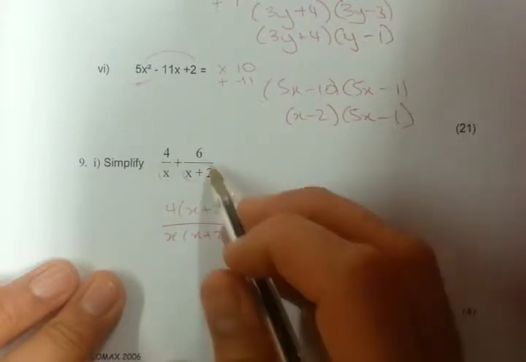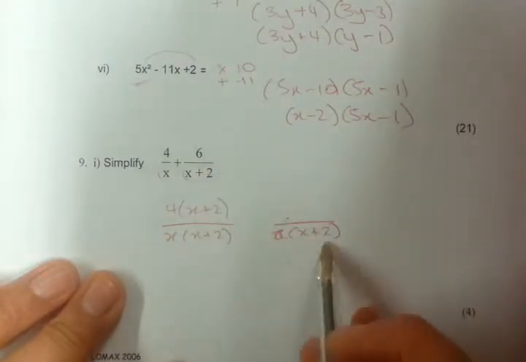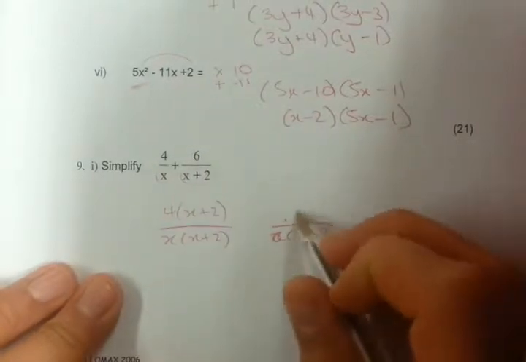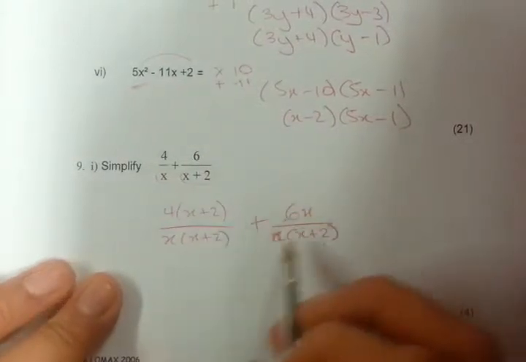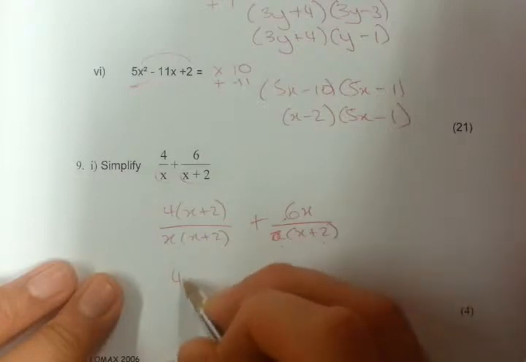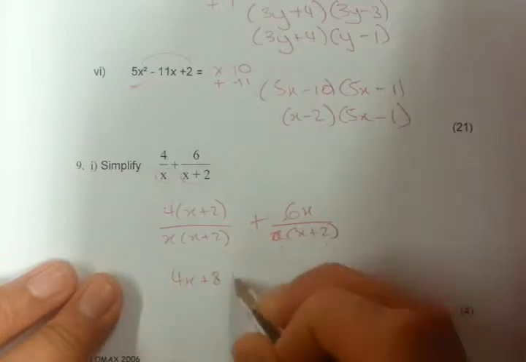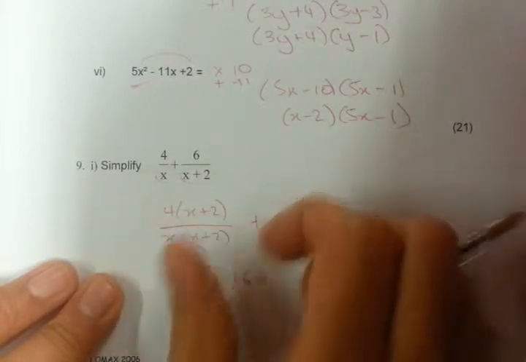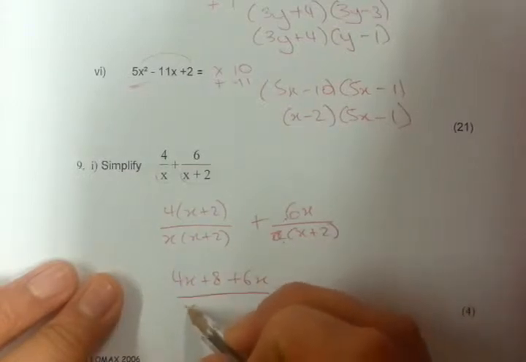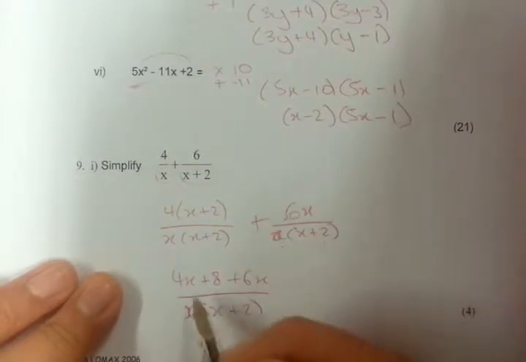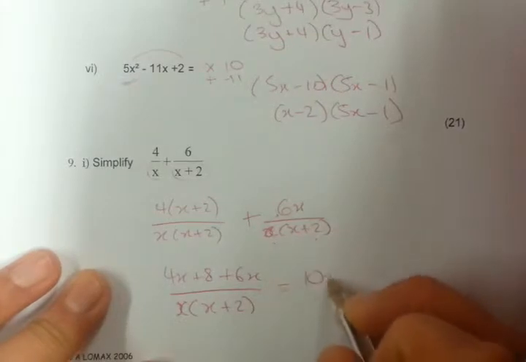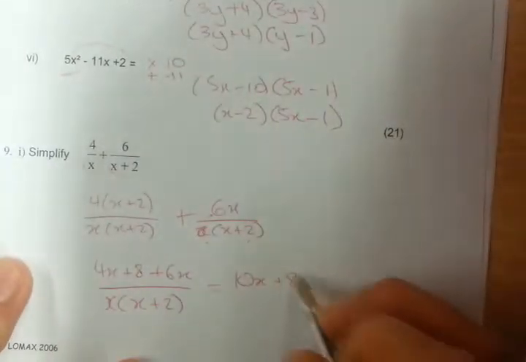I'm going to do the slow way. And then this one, to get from x plus 2 to x times x plus 2, we've multiplied it by x, so that becomes 6x. Now we can add the tops, so 4x plus 8, add 6x, all over, clicked together, common denominator. X times x plus 2, we'll leave the bottom factorized. And so 4x plus 6x is 10x, and 8 is by itself.